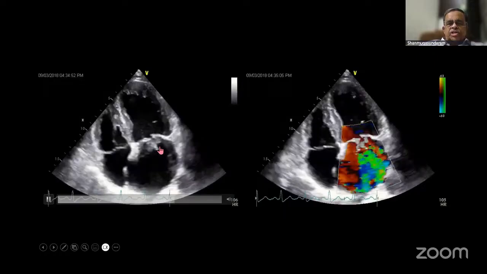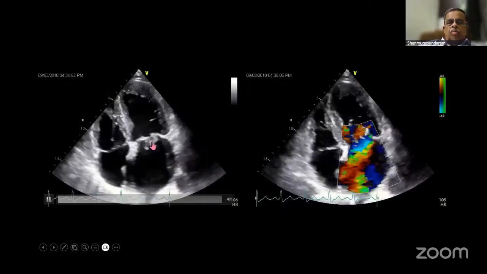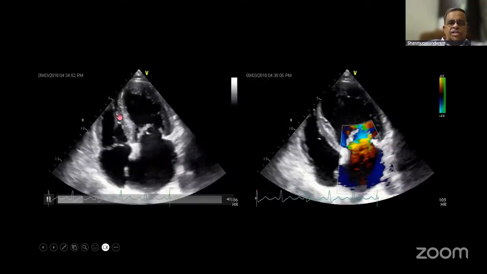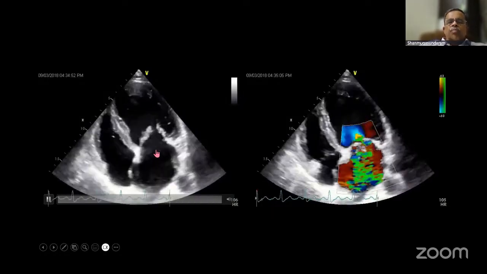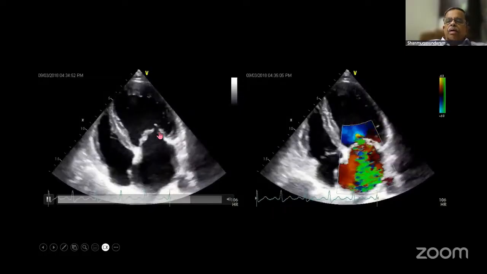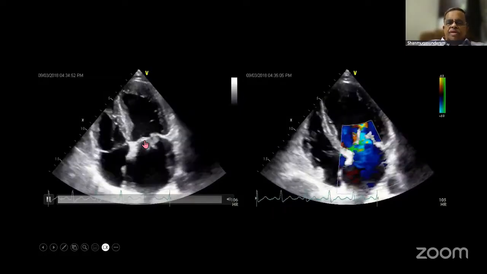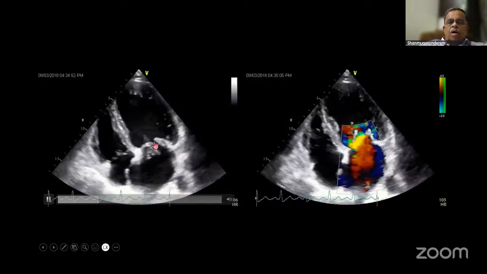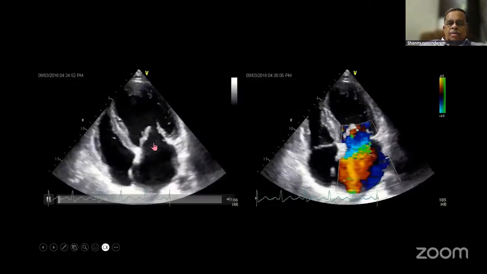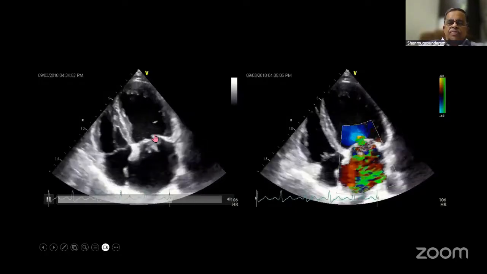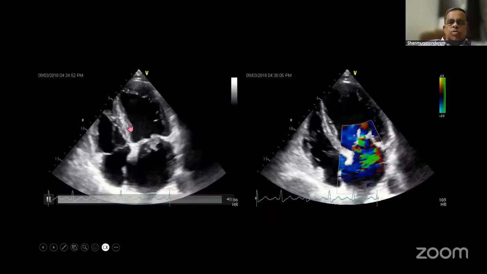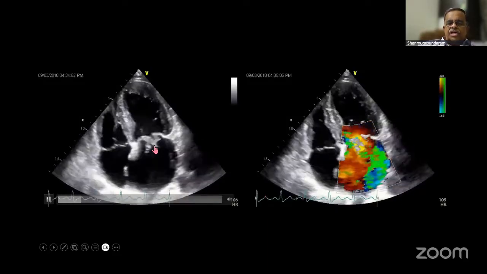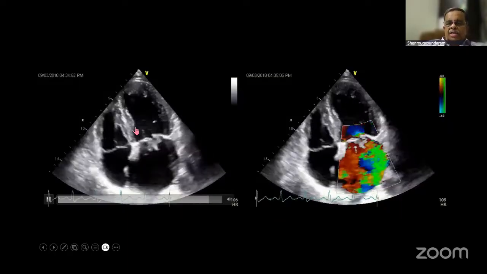The vegetations are diagnosed by the presence of an extra tissue in the valvular structures or in the mural endocardium, which makes independent movement, independent of the valve motion, and oscillation also. Freshly formed vegetations have an echogenicity similar to the myocardium. Look at the myocardial texture and look at the vegetation texture. They are more or less the same.